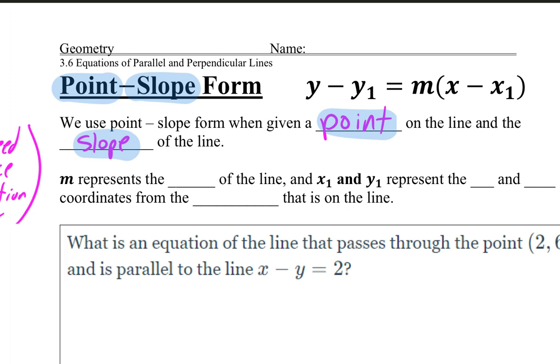Okay, so m is going to represent the slope, right? Just like we talked about. So m right over here. The x1 and y1 that we have here represent the x and y coordinates of the point that is on the line. So we're going to take the point and the slope that they give us, and we're just going to input it right here. Okay, so let's break it down.